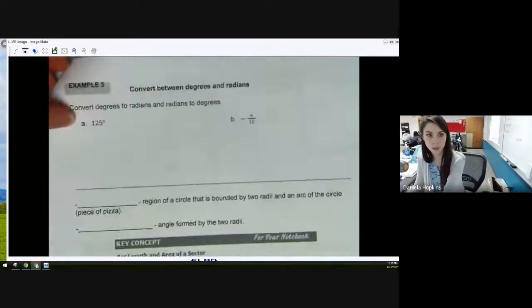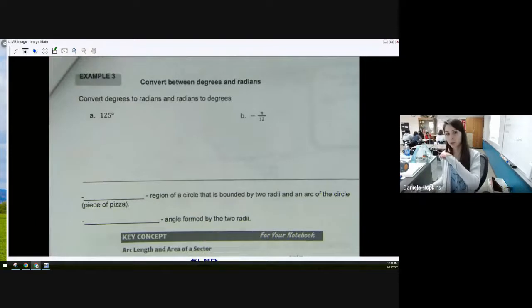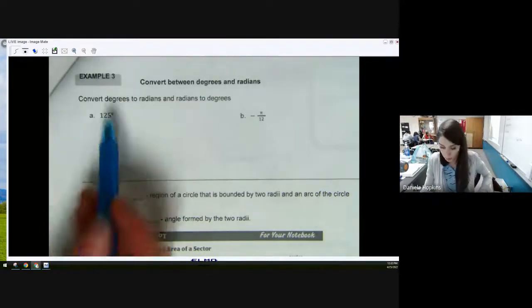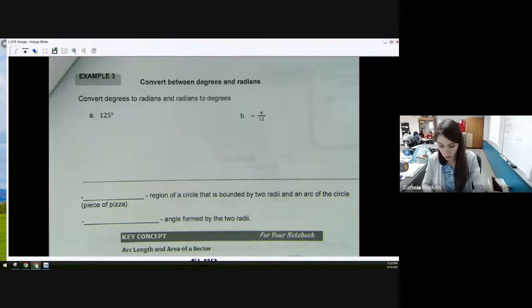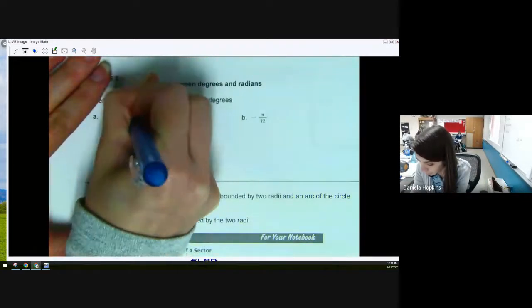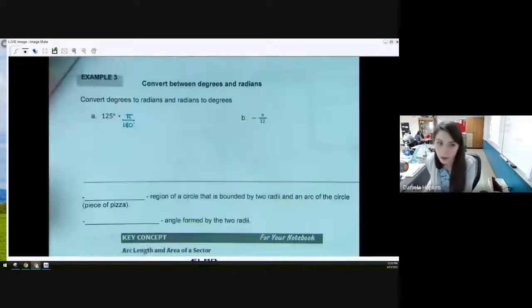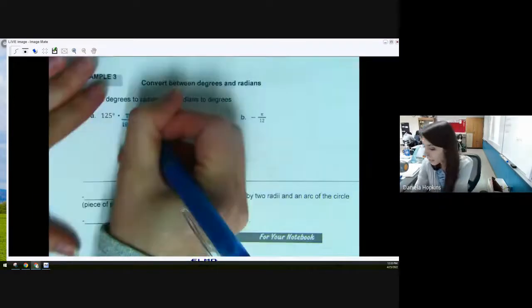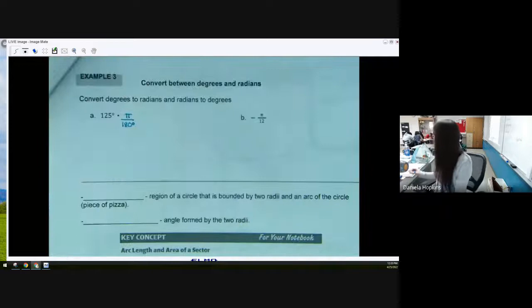So example 3, we're just going to convert between degrees and radians. So part A, we are in degrees. So our conversion is 180 over pi or pi over 180. In this case, since we already have the degrees, we're going to do pi over 180 degrees. Now, a note of caution here. I actually don't want you to multiply out the pi for these ones. I will have you multiply out the pi for example 4.